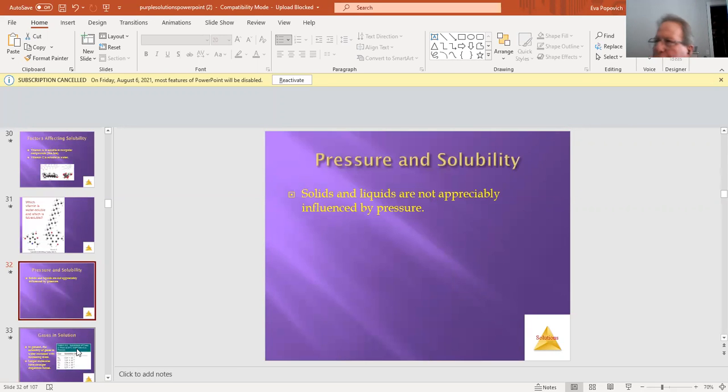Okay, if we're dissolving a solid in a liquid, we don't effectively change the amount of solid that's dissolved in the liquid by changing the pressure. Essentially, that doesn't happen.